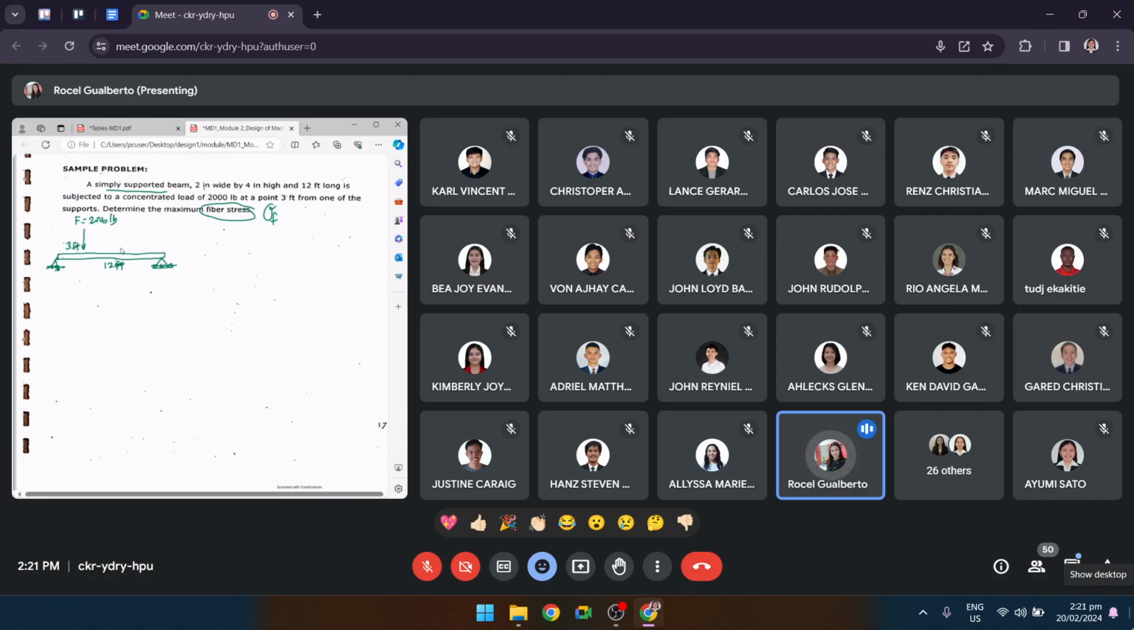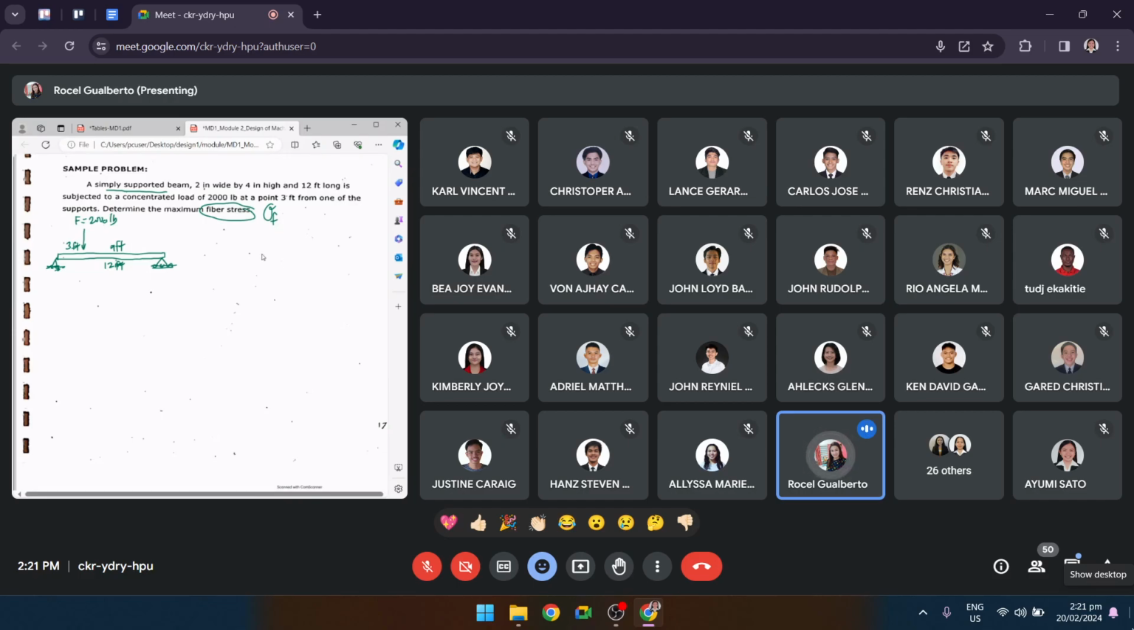What is the distance on the other side? 9 feet, po, ma'am. It would be equal to 9 feet. So, this is our illustration pertaining to the sample problem.